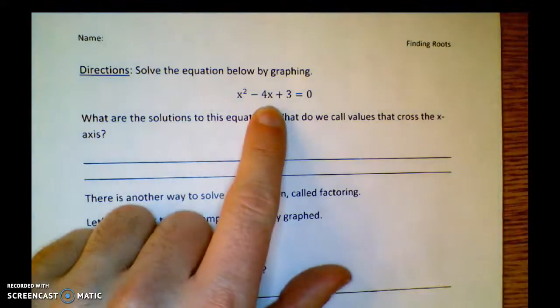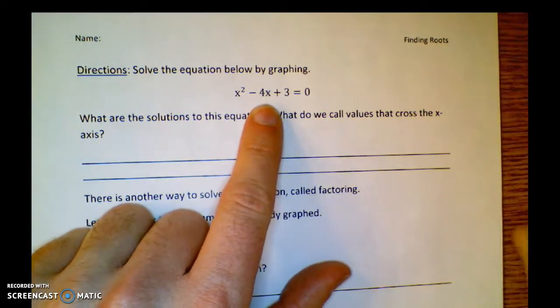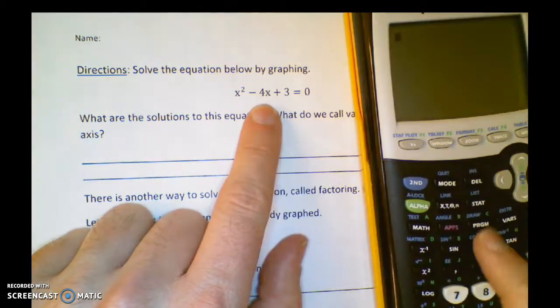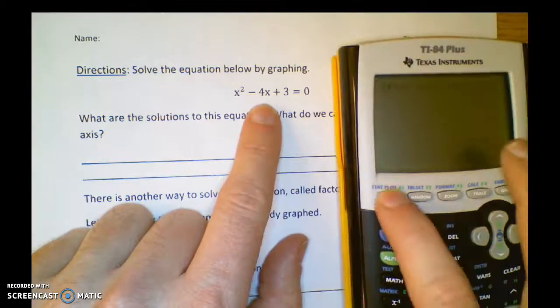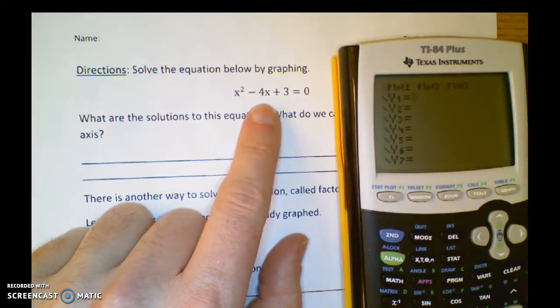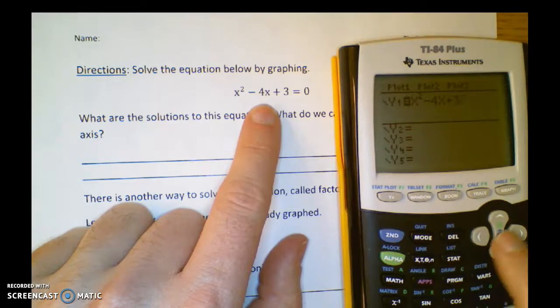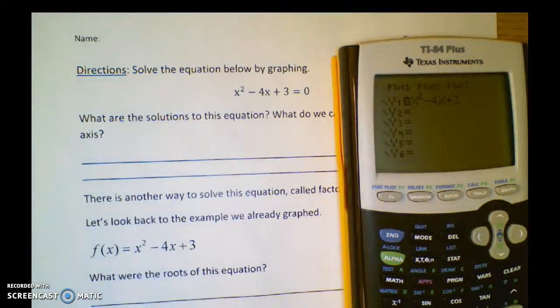So here's my equation, x squared minus 4x plus 3 equals 0. Remember, on my calculator, I hit y equals, clear out whatever's in there. The left-hand side of your equation is y1. And the right-hand side of your equation is y2. And then you just press graph.